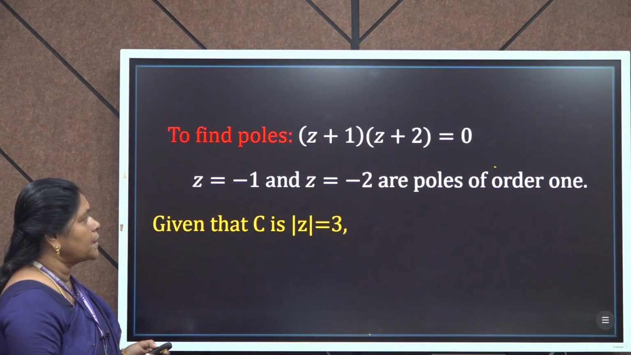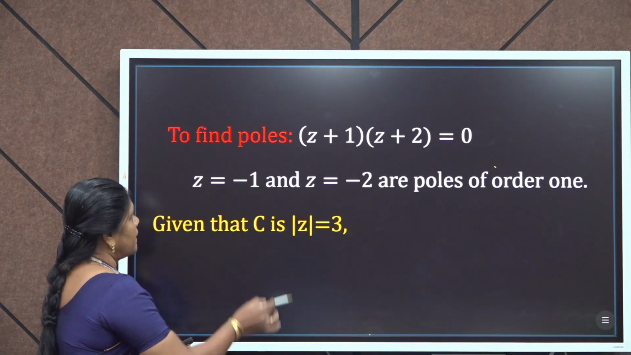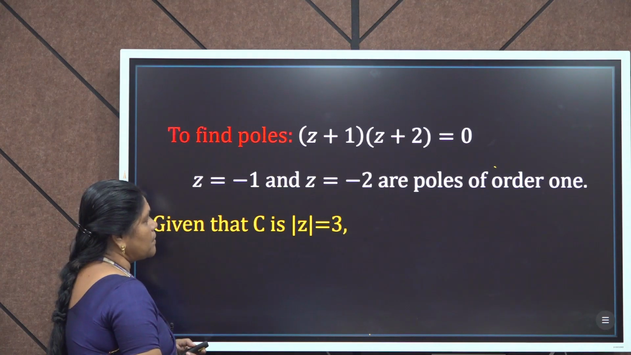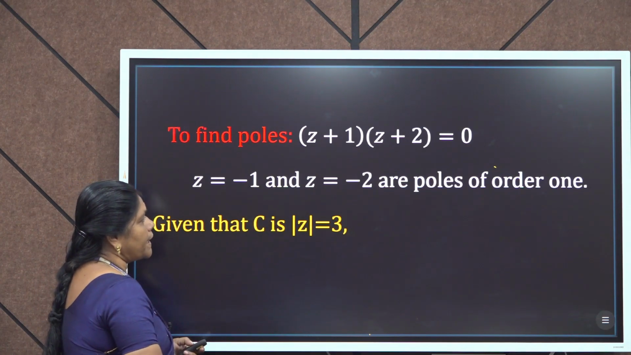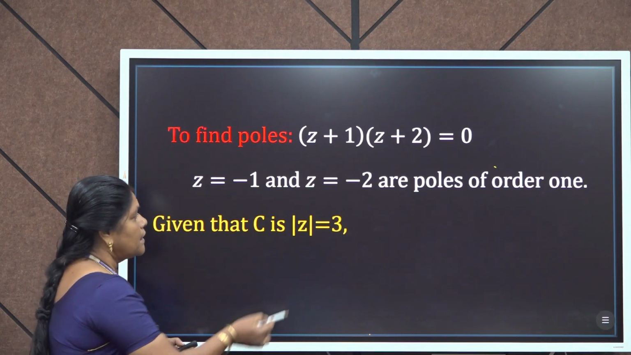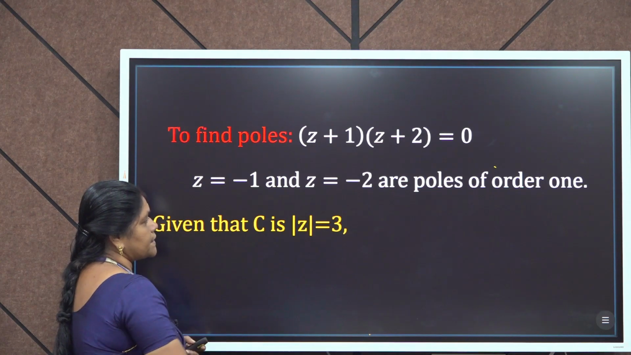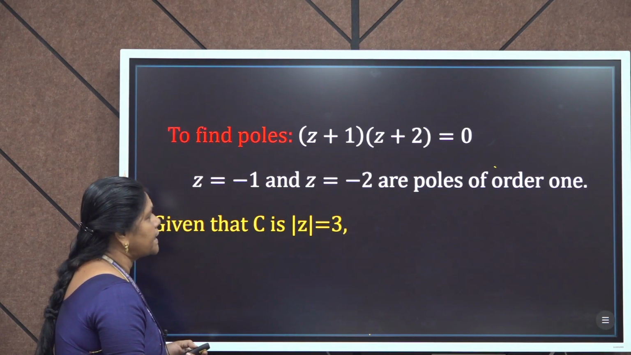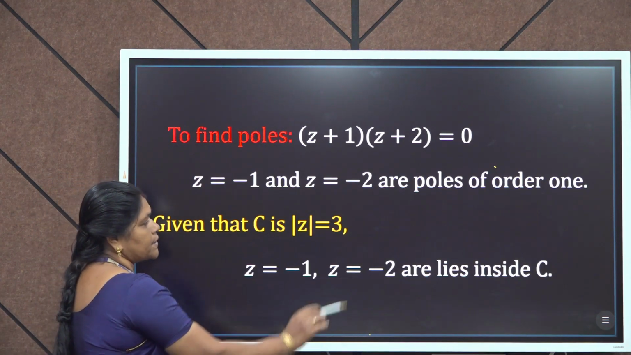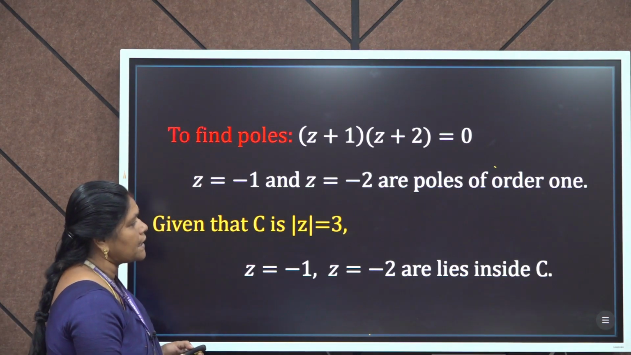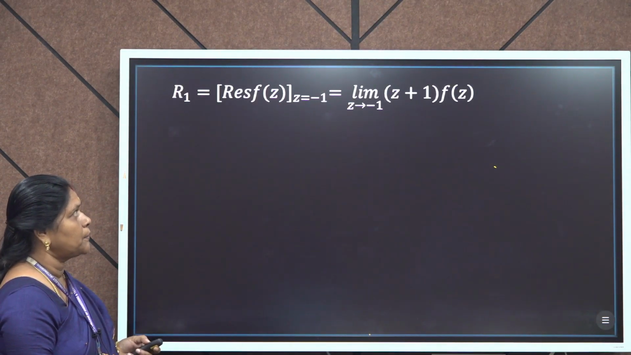Now, compute which poles lie inside the circle |z| = 3. When we substitute z = -1, the modulus of -1 is 1. So, 1 is less than 3, therefore z = -1 lies inside the circle. When we substitute z = -2, the modulus of -2 is 2, 2 is less than 3, therefore z = -2 lies inside the circle. Therefore, both the poles z = -1 and z = -2 lie inside the circle C. Now, let us compute the residue for both the poles.